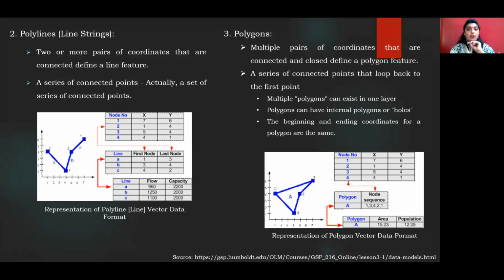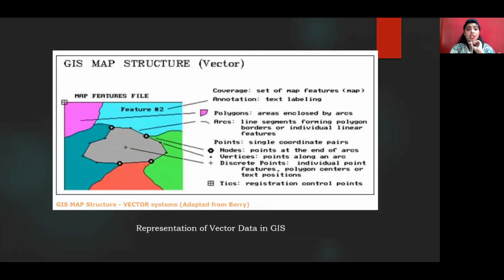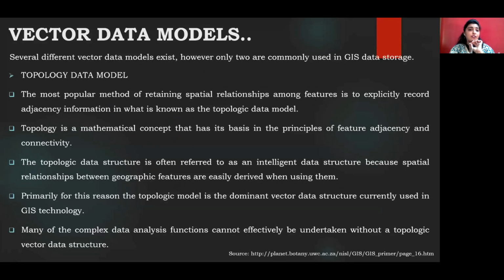There can be multiple polygons in one layer, as well as one polygon may have another small polygon within it also. So this is how the vector data formats or the vector features on a GIS structure are represented. You have arcs, you have polygons, you have points. We call them nodes, vertices for points. Lines are known as arcs. Polygons are the same, polygons. So that's how the vector systems are being shown or depicted on a GIS map structure.